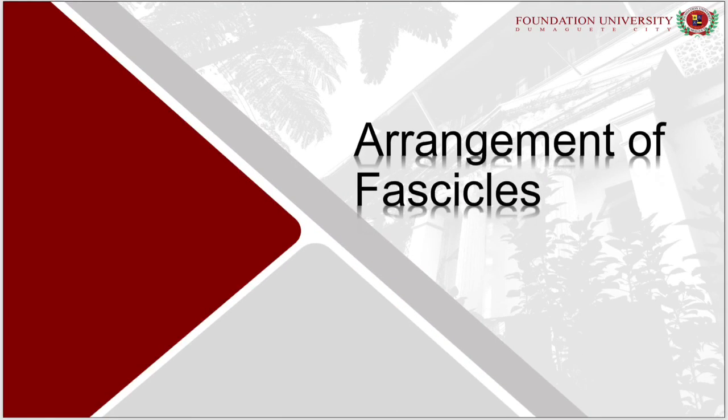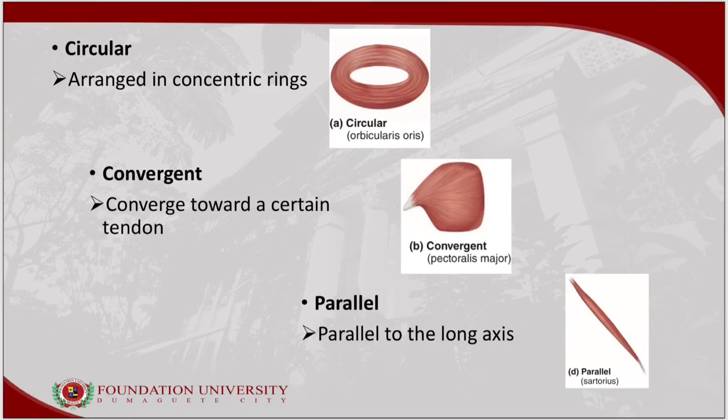Now, we are going to talk about the arrangement of fascicles in the muscle. These are the most common patterns of fascicle arrangement. First is the circular, arranged in concentric rings. These are found surrounding external body openings, for example the orbicularis muscle.